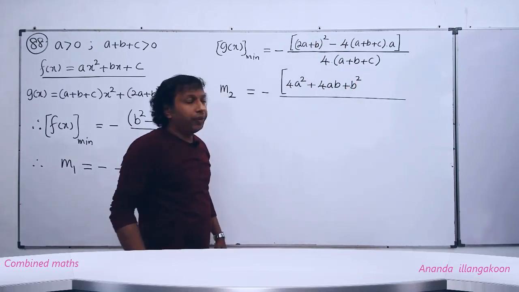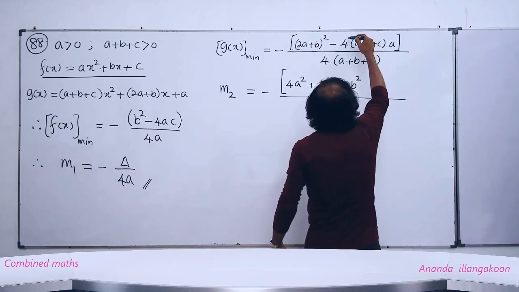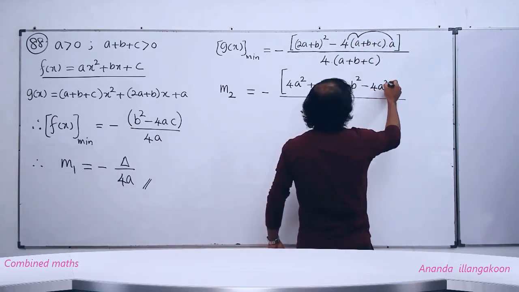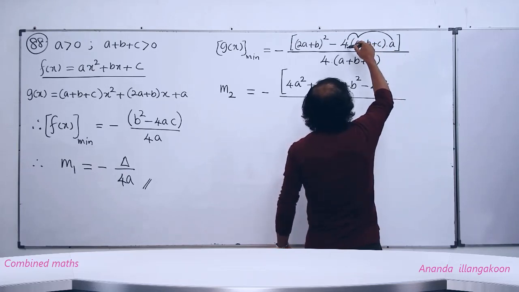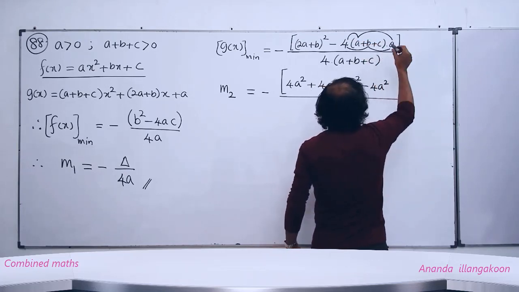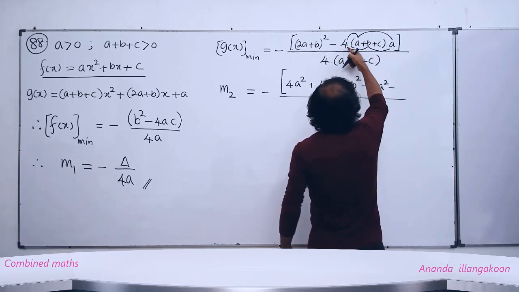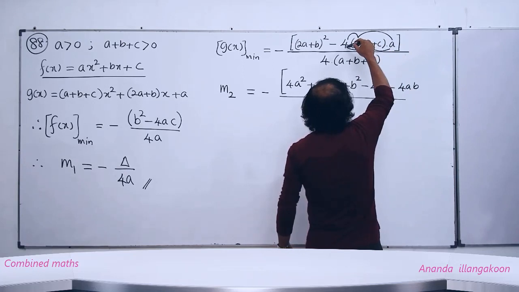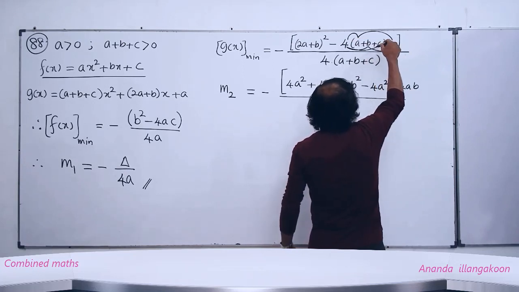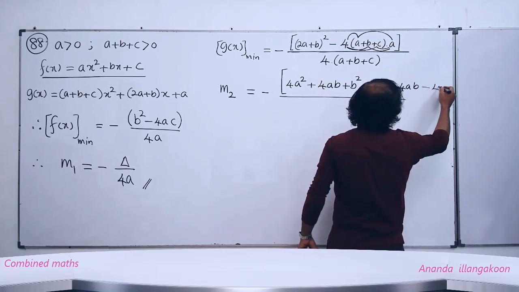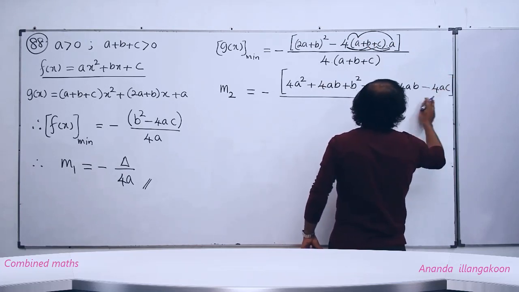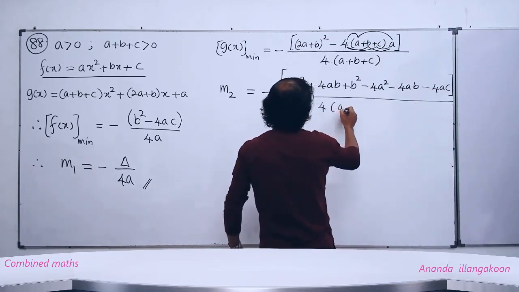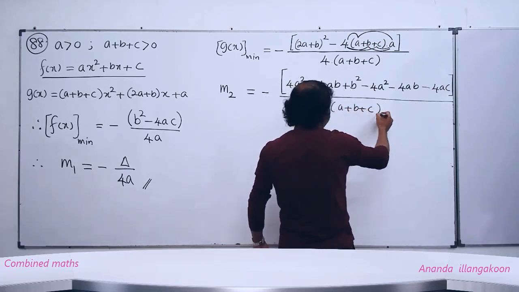Right. Now this bracket we have to remove. Minus 4a times a, minus 4a squared. And here minus 4ba, minus 4ab. And next one, people, minus 4ca, minus 4ac. We get this divided by a plus b plus c.